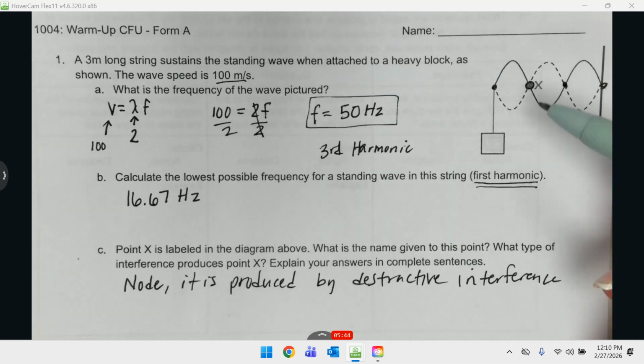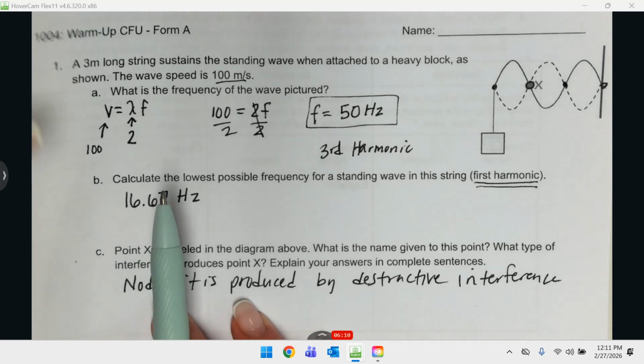That's not what this question's asking about, but those points are called antinodes, and they're formed by constructive interference where your waves are adding together. Okay, so again, node is produced by destructive interference. If you wanted to add to that to explain it, you could say these are the points on a standing wave that do not move, and they are stationary because of this destructive interference where everything is canceling out, causing it to be motionless.